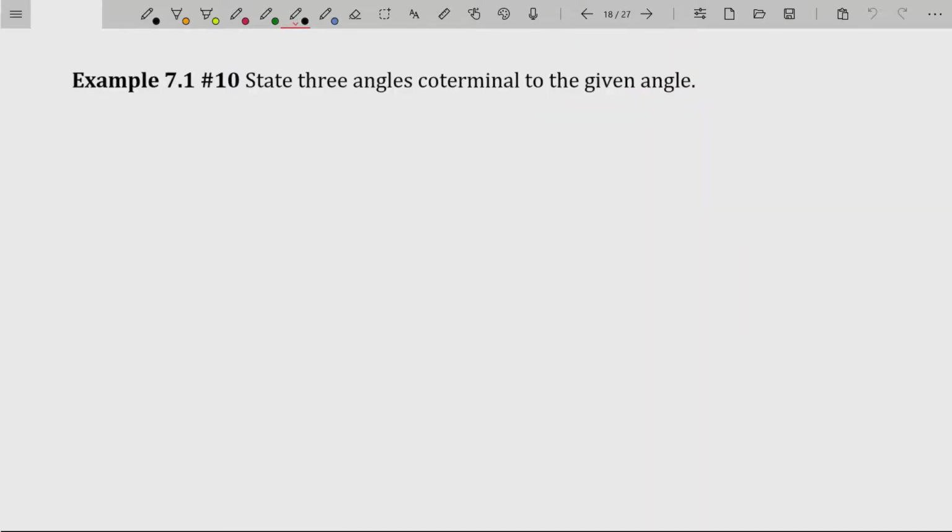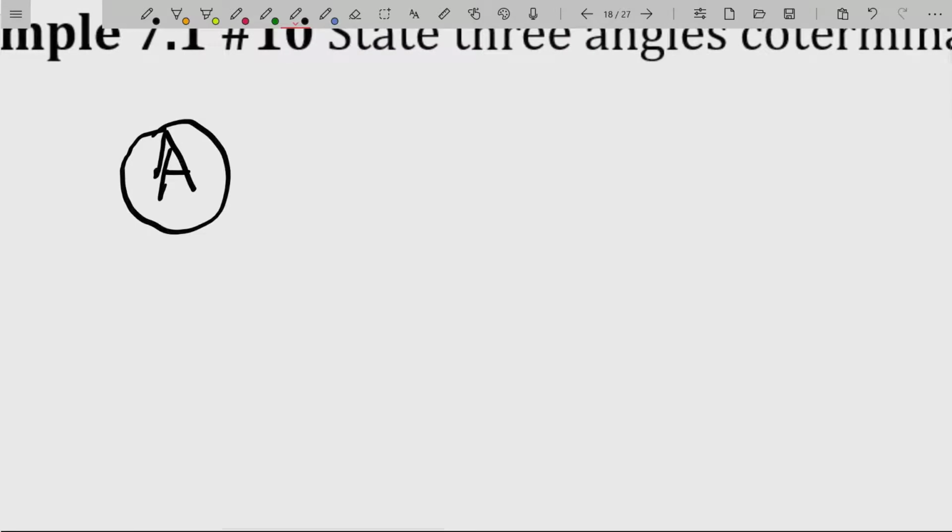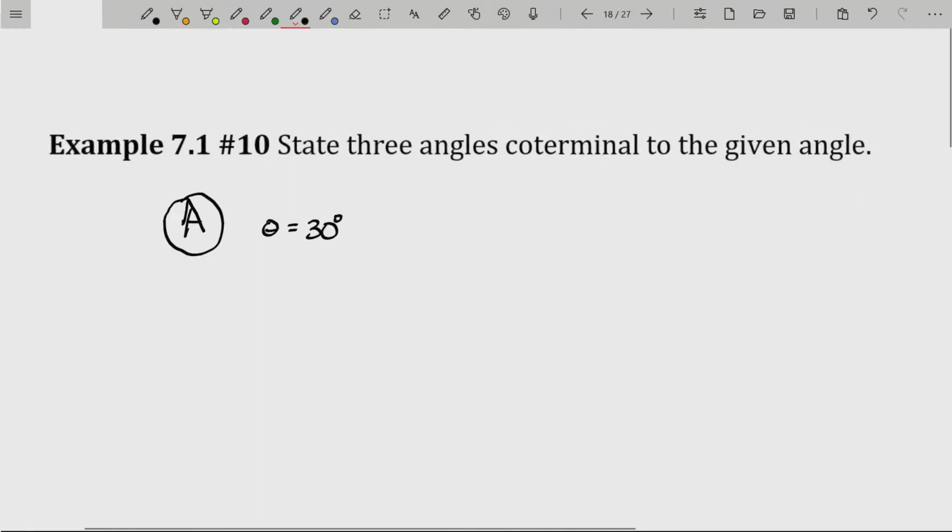I say I have a bunch of examples. I'm just going to make them up. So state 3 angles coterminal to the given angle. I'm going to give you some angles. So part A. Let's pretend as though the angle I hand you is, let's make it actually one of the most important angles in trig. Theta equals 30 degrees. And you want to state 3 angles coterminal to that.